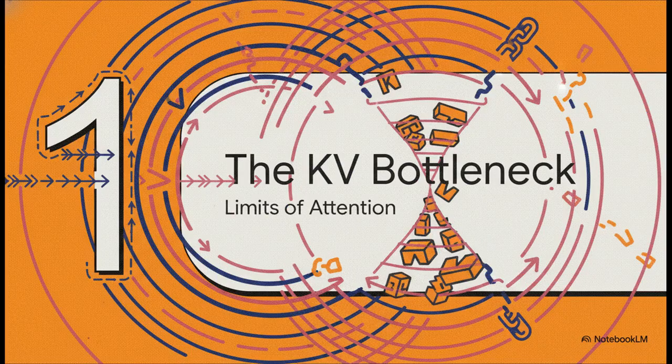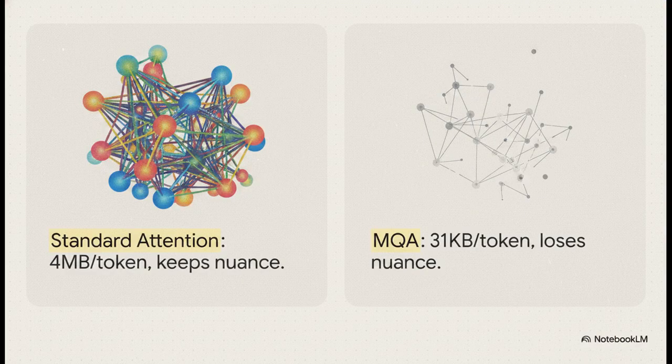Okay, setting the baseline here. Why do our traditional models just absolutely hit a brick wall when sequence lengths get into the millions? Well, standard multi-head attention, it's a total memory hog. It eats about 4 megabytes per token. Now, multi-query attention tried to fix this by sharing key and value vectors, which impressively dropped memory down to 31 kilobytes. But there's a huge catch. The performance degrades because the model just loses its ability to capture those complex, nuanced relationships between tokens.